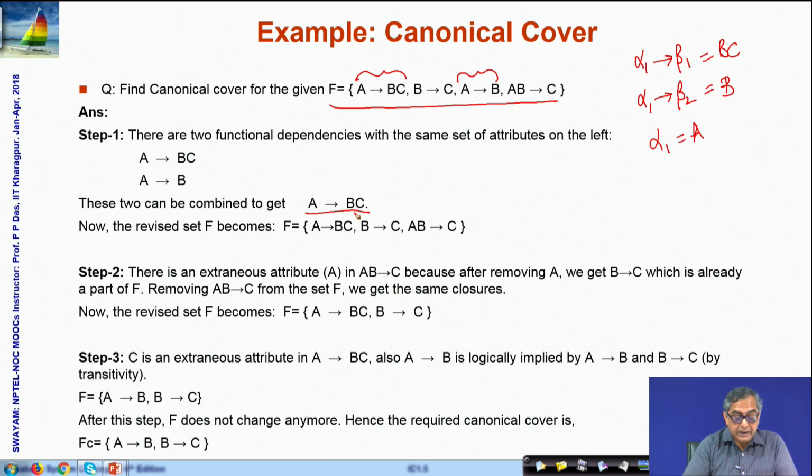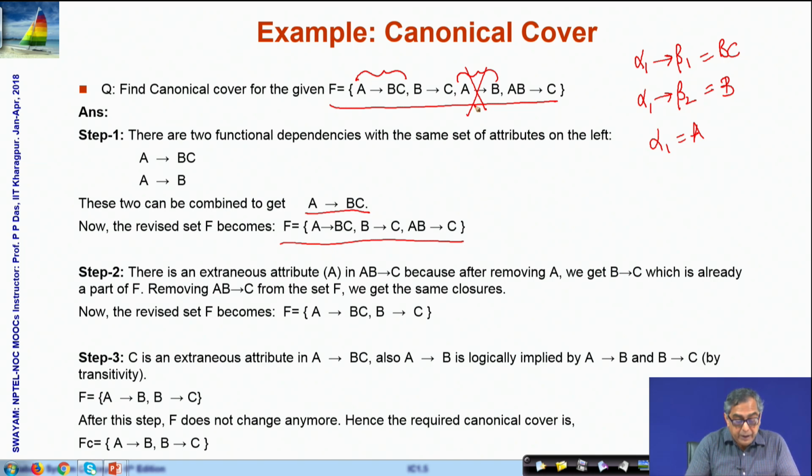So, the revised set now becomes this, which means that this particular functional dependency has got removed, because it is not necessary after the application of the union rule. So, the functional dependencies have become smaller in that way.